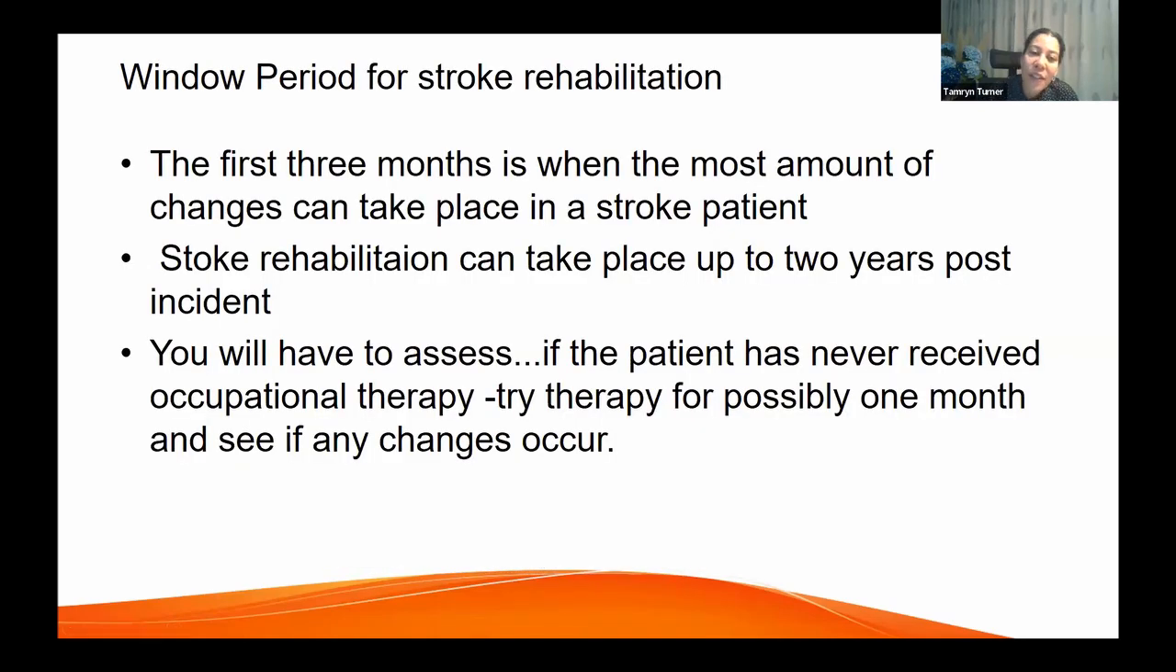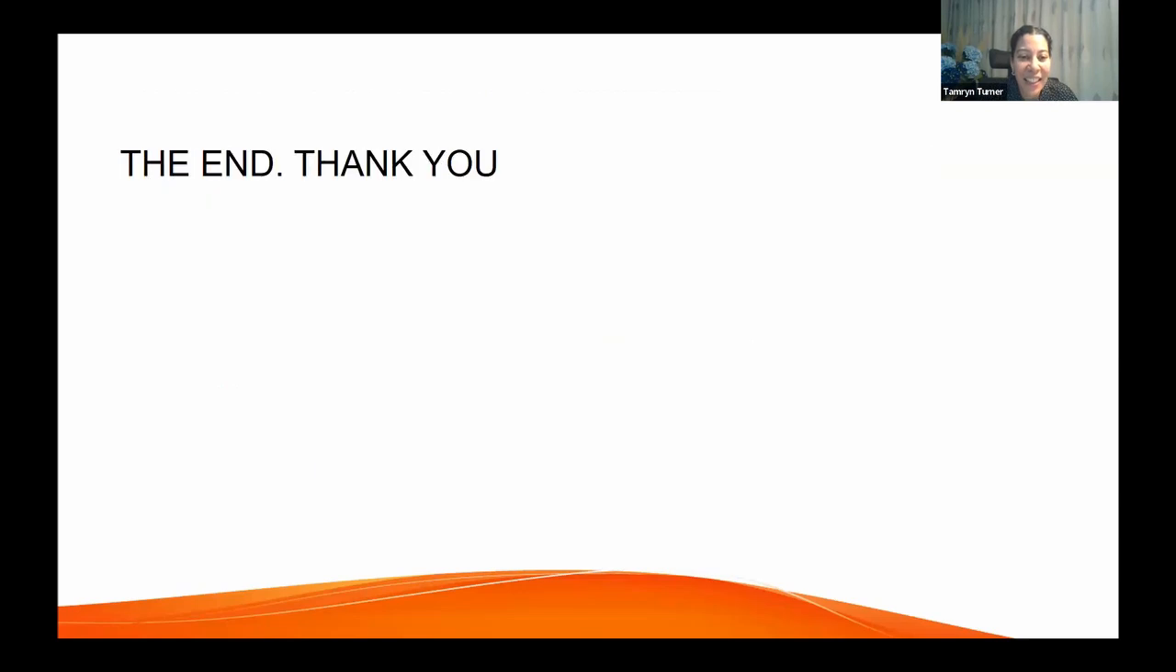And then the window period for stroke rehabilitation. Your first 3 months is when the most amount of changes can take place in a stroke patient. And with strokes, we probably have about 2 years where we can do rehab and we can affect change. But it's also important that you assess your patient before. If the patient hasn't received OT, and it's maybe past the 3 month stage, you can possibly try therapy for 1 month and then see if any changes occur and assess. And then from there, take things from there in terms of if you want to continue therapy or not. You can change the slide.